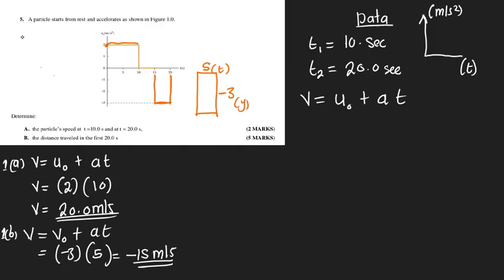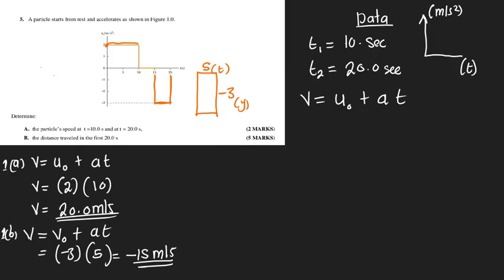It's quite simple. Now the second question is saying the distance traveled in the first 20 seconds, and they are giving it 5 marks. Now in physics, whenever you have been given a question and the question is having 5 marks, or let's say 6 marks or 8 marks, it implies that there's quite a lot of things that you are supposed to do.